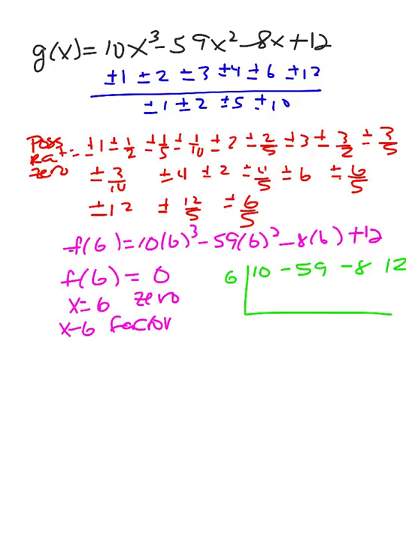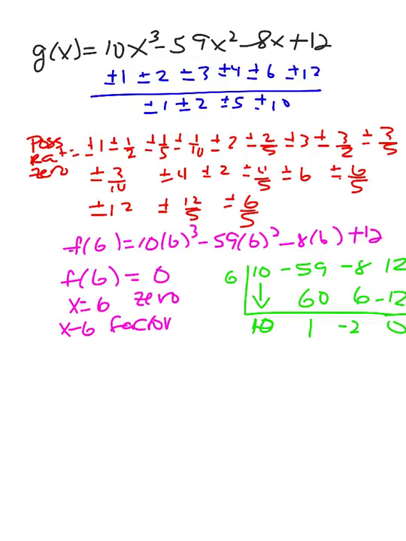All right, so I bring down the 10, I get 10. Times 6 is 60. Negative 59 plus 60 is 1. Times 6 is 6. Negative 8 plus 6 is negative 2. Times 6 is negative 12. And yes, I get 0.